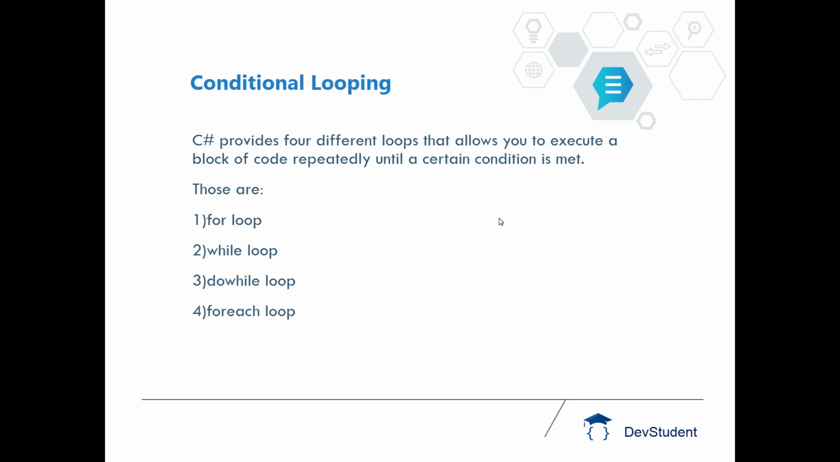Coming to looping, C# provides 4 different loops that allow you to execute a block of code repeatedly until a condition is met. We are going to add some conditions. If the condition is satisfied, the code is executed. Again, it's going to check for the condition. Again, if it is met, the loop will be repeated. The loop of code will be executing repeatedly till the condition fails. That's how a loop works. There are 4 types of loops. They are for loop, while loop, do while loop, and foreach loop.